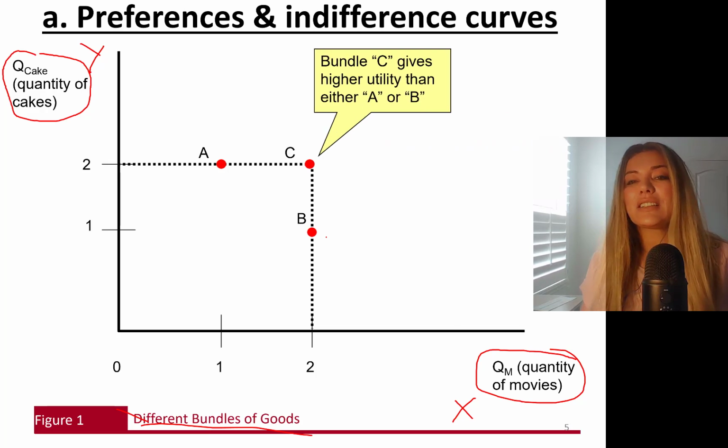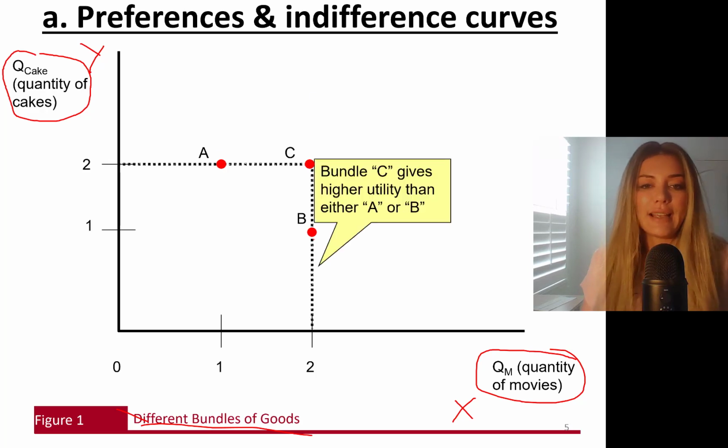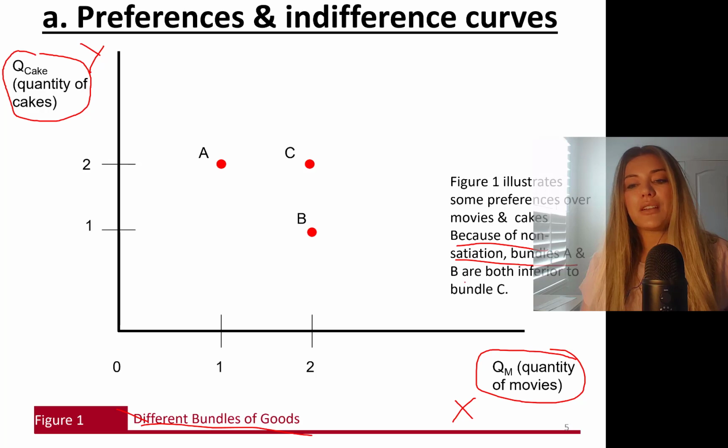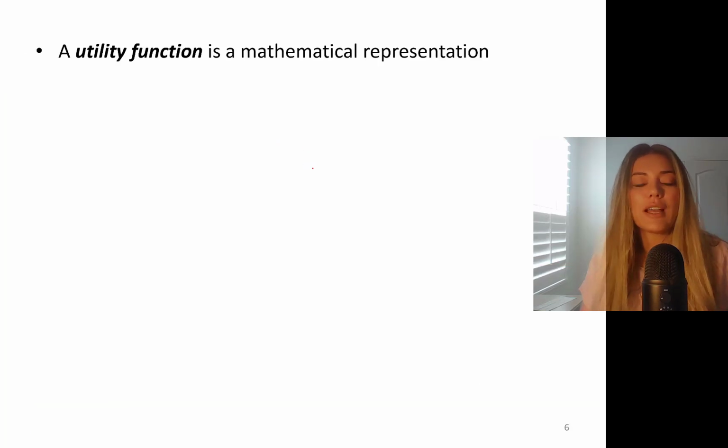So bundle C gives higher utility than either point A or B because bundle C has 2 of each. Bundle A, for instance, has 2 cakes and 1 movie. Bundle B has 2 movies and 1 cake. So we just showed the preferences over movies and cakes. Because of non-satiation, bundles A and B are both inferior to bundle C. So bundle C will be preferred.